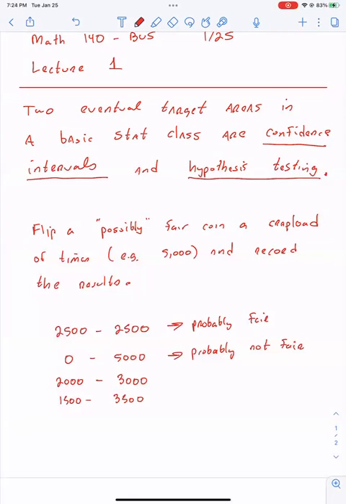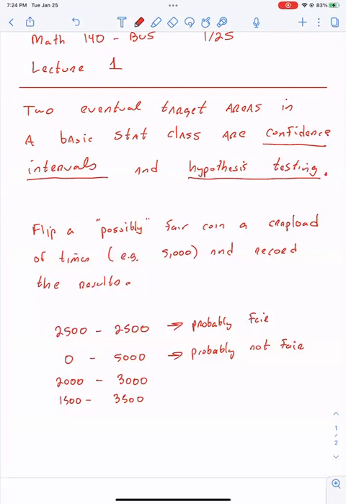So that's what a confidence interval is. The idea of a confidence interval is I have no idea what the true value is, so I want to construct a range of values for which I will be confident of getting one outcome versus another. That's the idea of a confidence interval.